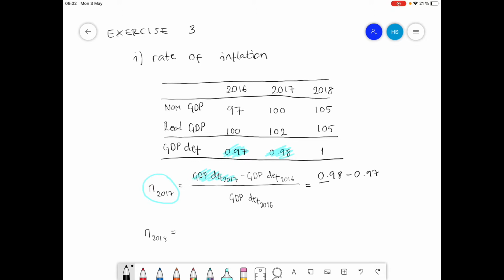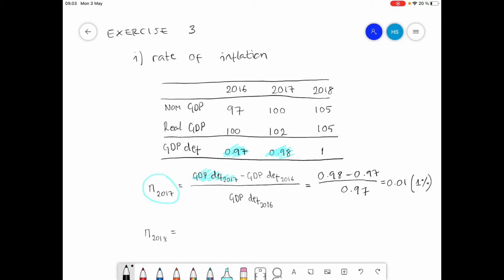0.85 minus 0.97 over 0.97, and this gives us 0.01, which tells us that the rate of inflation, the general price rise in the economy from 2016 to 2017, is equal to 1%.